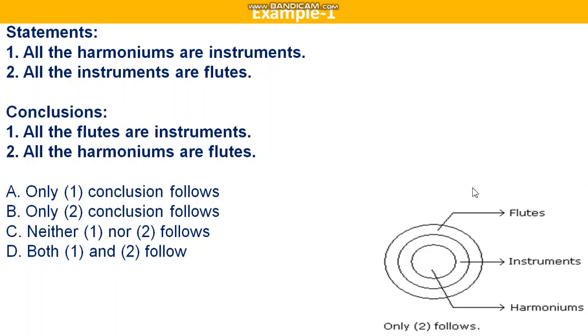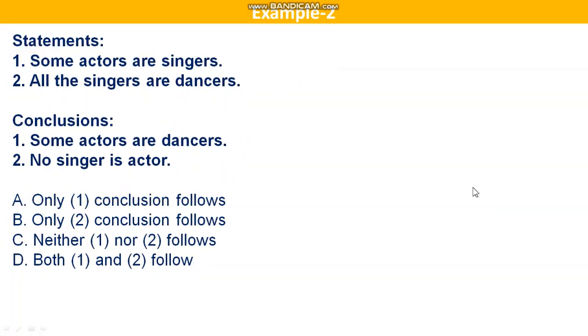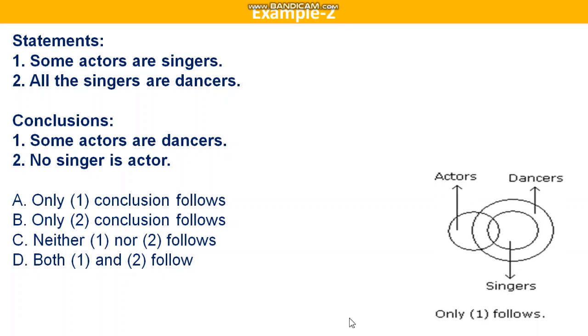Let's move to the next example. Some actors are singers. All singers are dancers. Some actors are singers, meaning what will we do? We will draw 2 circles intersecting each other. And further it is said that all the singers are dancers. So the Venn diagram will be like this.